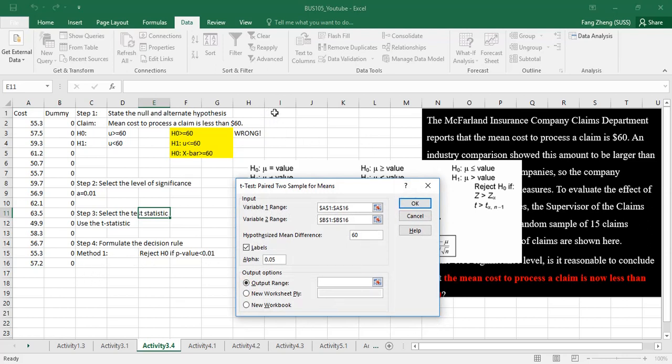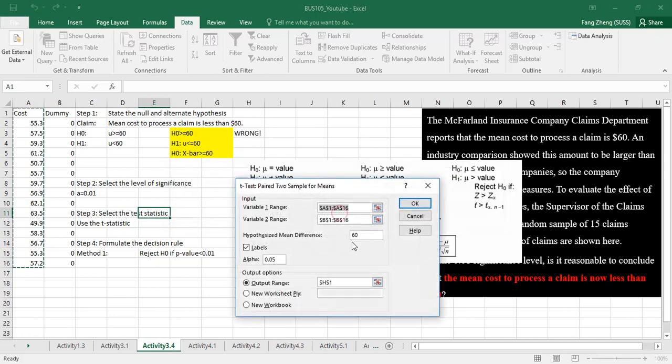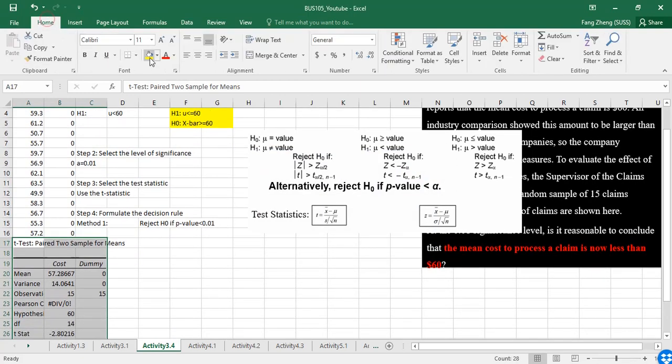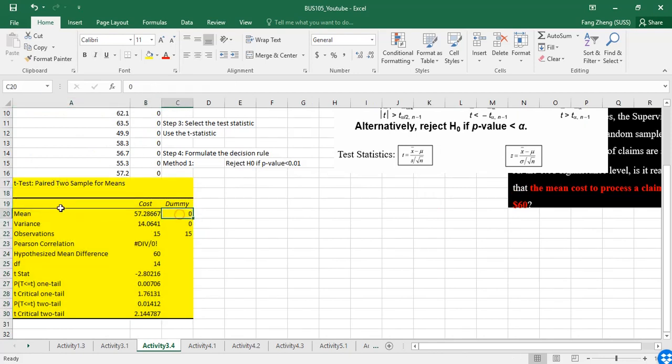Output range, you can choose any empty cell. So I would like to show it here. Override existing data. So I have some values there. Maybe it's not a good place to report our output. Let me choose another empty cell below this data, okay? Alright. So you can see this is our output from the hypothesis testing. You can see our dummy information: mean 0, variance 0, number of observations 15.